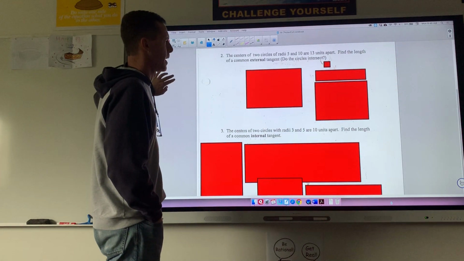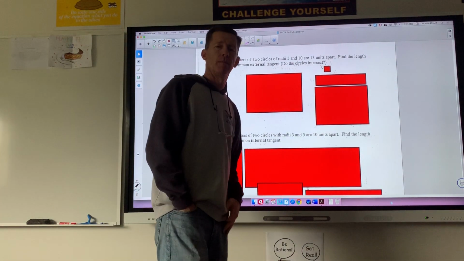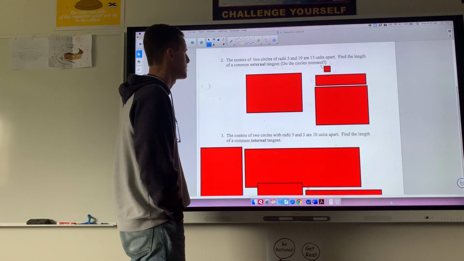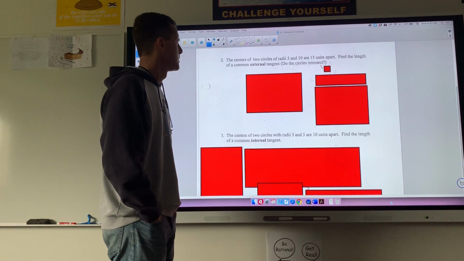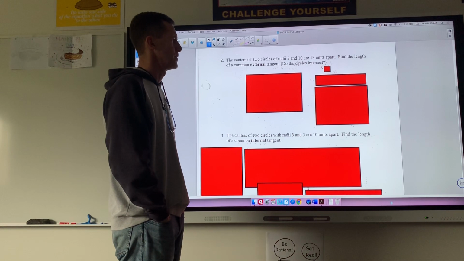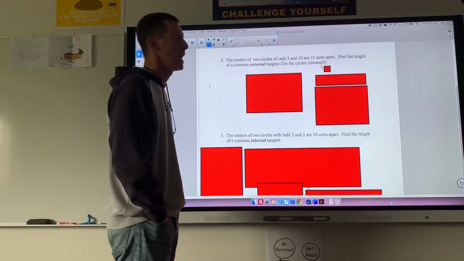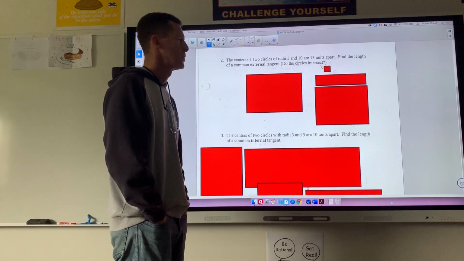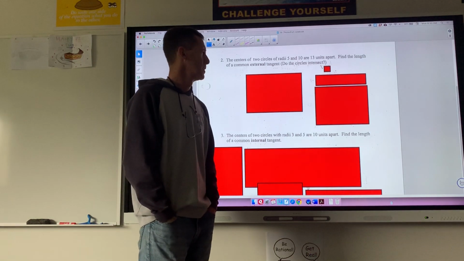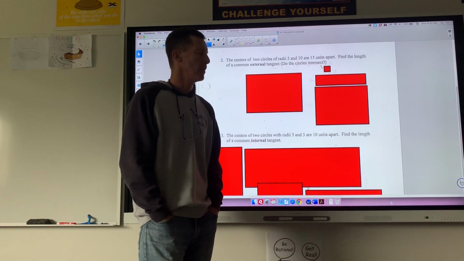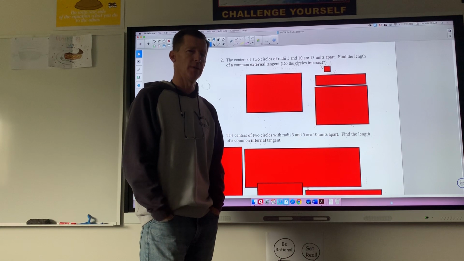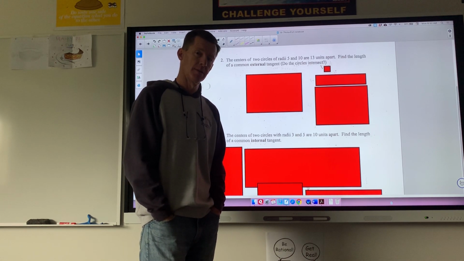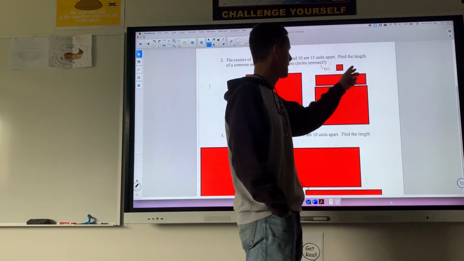And again, remember, we can always go over these our next class together if you have questions on them. Okay, the centers of two circles of radius 5 and 10 are 13 units apart. Find the length of a common external tangent. Do the circles intersect? Okay, well, what do you think? If the radii are 5 and 10 and the centers are 13 apart, do they intersect? Yes, they do. They definitely do.